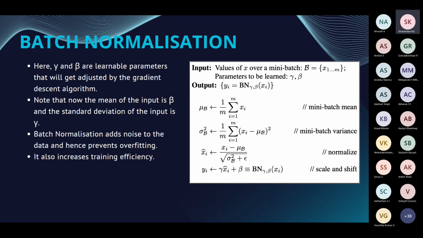So maybe if not data centered around 0 with standard deviation 1, some other type of data is better for the model. So the model will learn which kind of gamma and beta is best for it, and it will use that. So it increases training efficiency. Another thing is that by doing this, you are adding noise. This gamma and beta, you are adding noise. So this kind of prevents overfitting in your model. So that's how batch normalization prevents overfitting. Yeah, next slide.